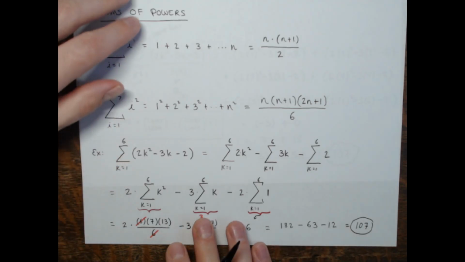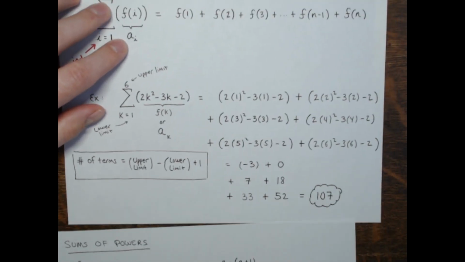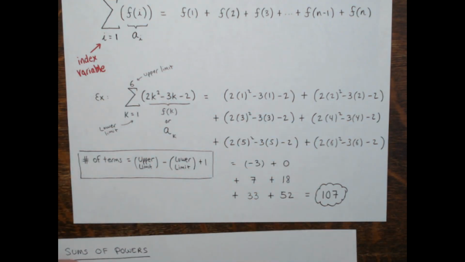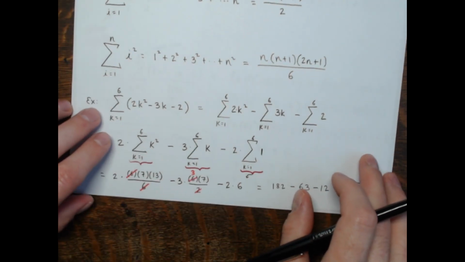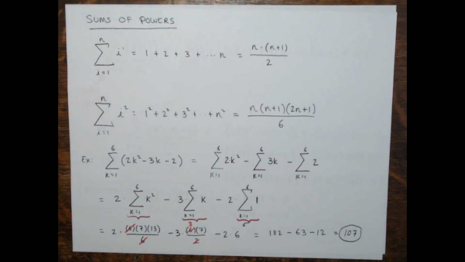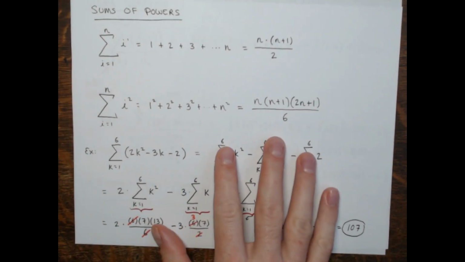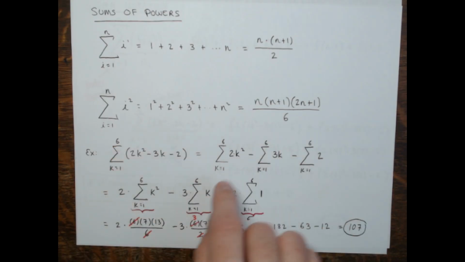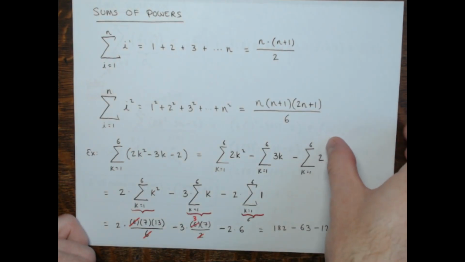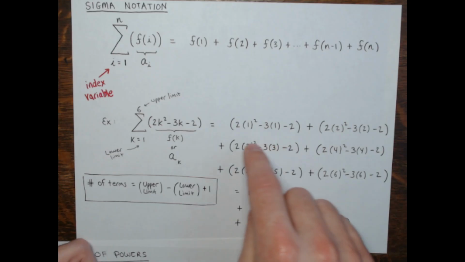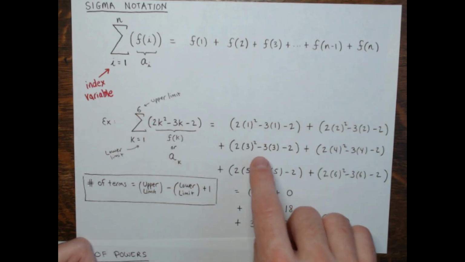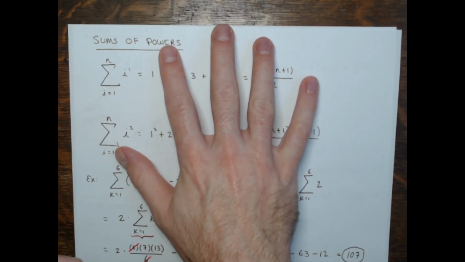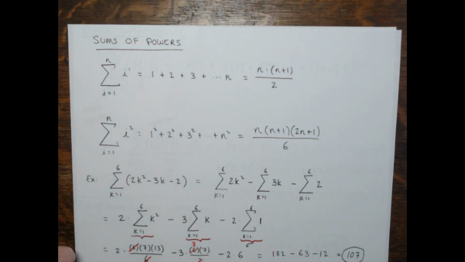So 182 minus 12 would be 170, minus 63 would be 107. Right, which is exactly what I got writing it out the other way, just actually writing what all the terms look like and adding them up. Got 107. So however you decided to do that one, you would have gotten 107. Now, if this was a larger number, if this was from 1 to 100 or something, I would have definitely done it this way versus this way, because if it was 1 to 100, I don't want to write out 100 of these. So that's why these sums of powers formulas can come in handy.